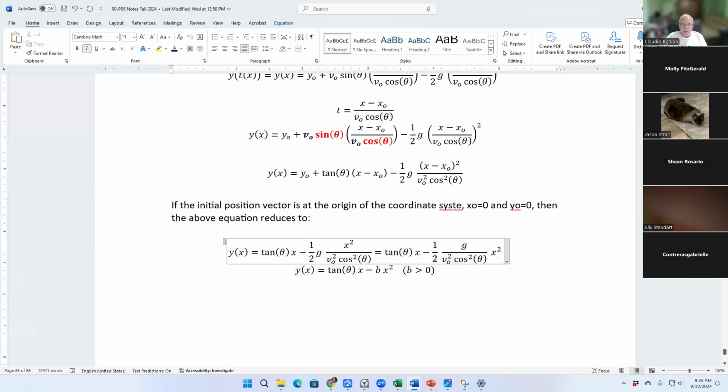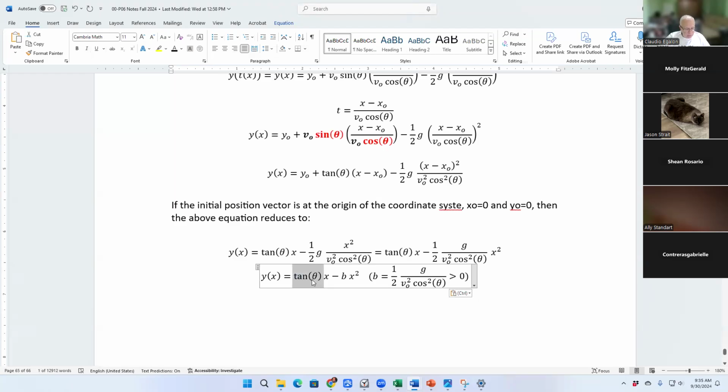G is always positive, 2 is positive, cosine squared is positive, v naught squared is positive, right? So I'm gonna write down like that. B equal to, I'm just rewriting those terms. And this guy here, I'm gonna call it C.